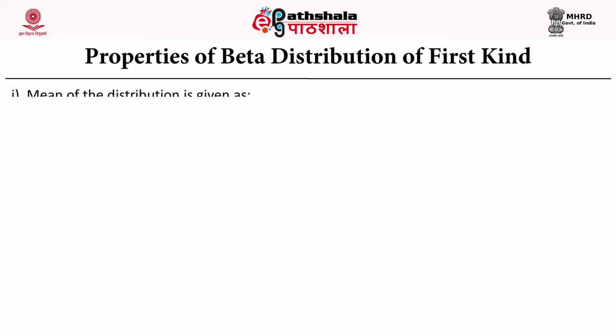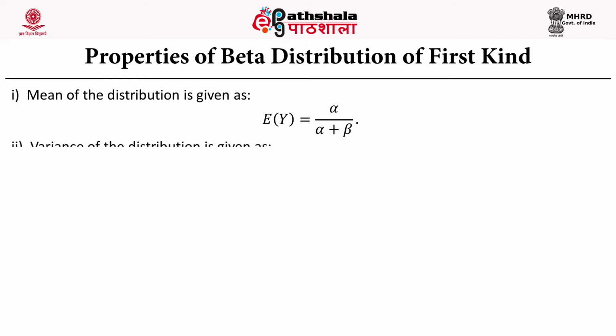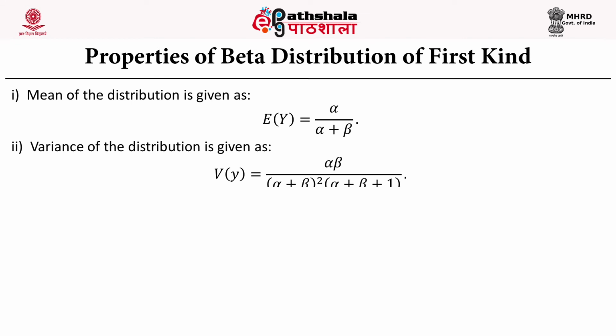Now we will discuss the properties of the beta distribution of the first kind. The mean of the distribution is given as expectation of y, which is equal to alpha upon alpha plus beta. The variance of the distribution is given as variance of y, which is alpha beta upon (alpha plus beta) whole squared times (alpha plus beta plus 1). The harmonic mean of the distribution is given as H equal to alpha minus 1 upon alpha plus beta minus 1.